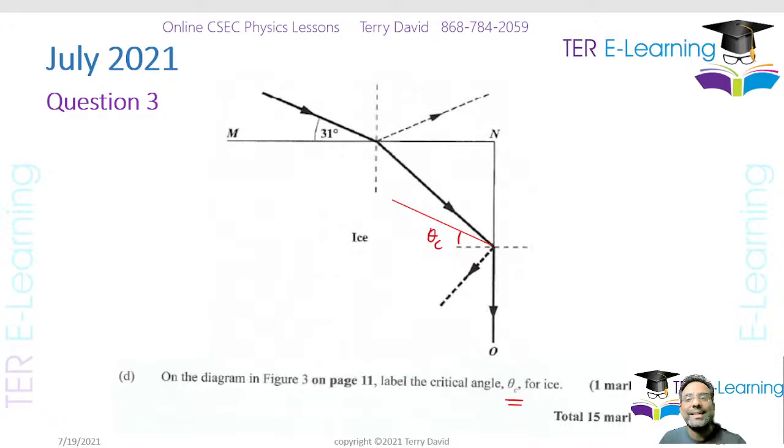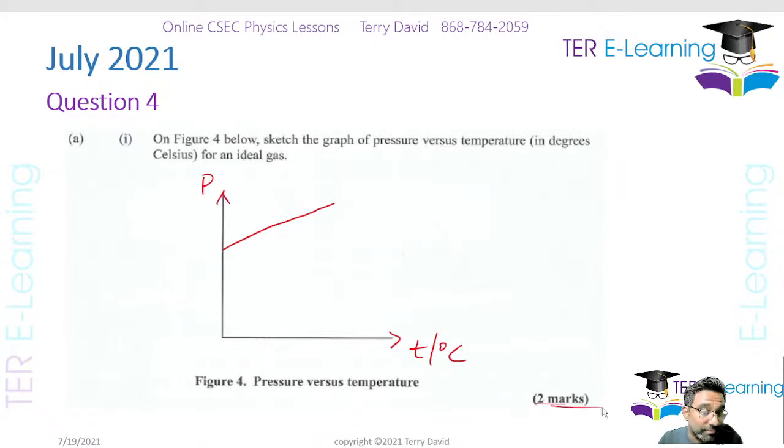Question 4. On figure 4, sketch a graph of pressure against temperature, and that temperature is in degrees Celsius. And they want you to plot what's happening here. So if you plot that, the graph is supposed to look like this, guys. That's what it's supposed to look like. It is not a straight line through the origin. And they give you 2 marks for this. That's the answer.